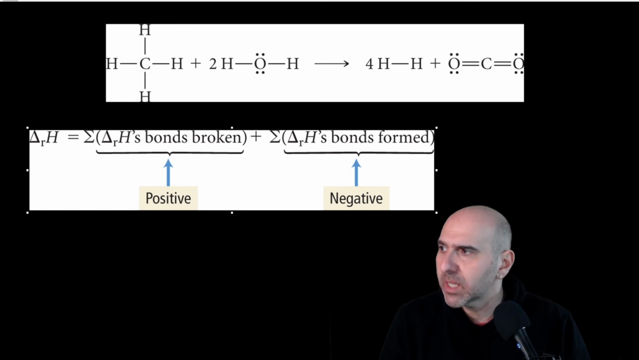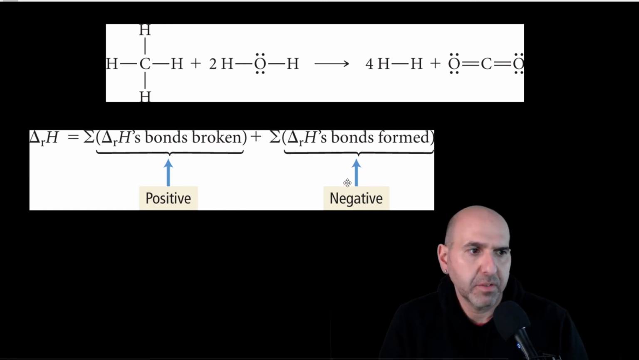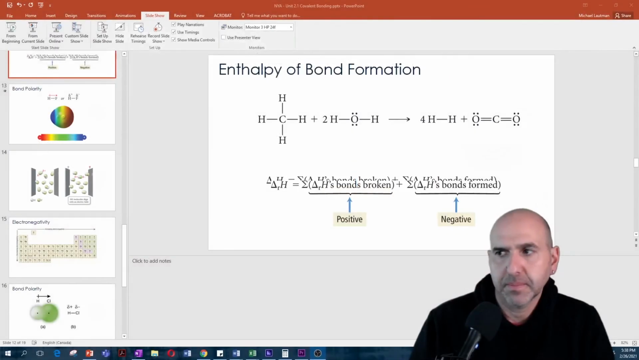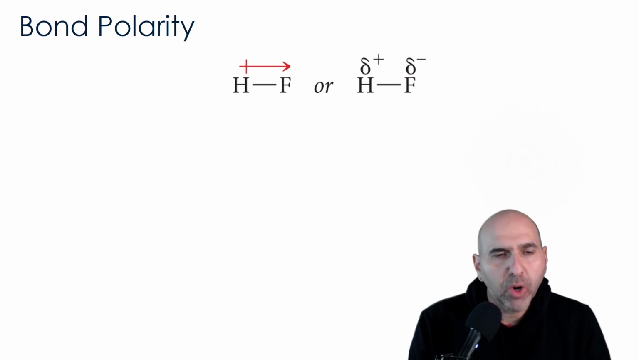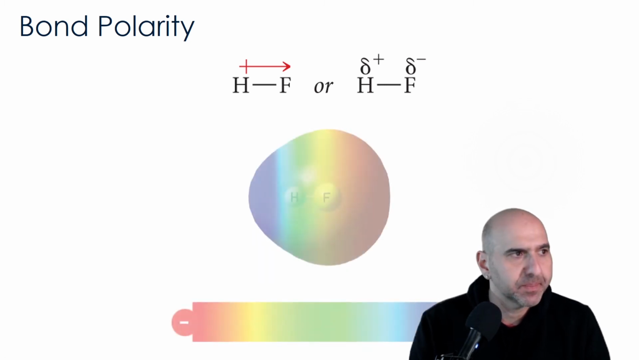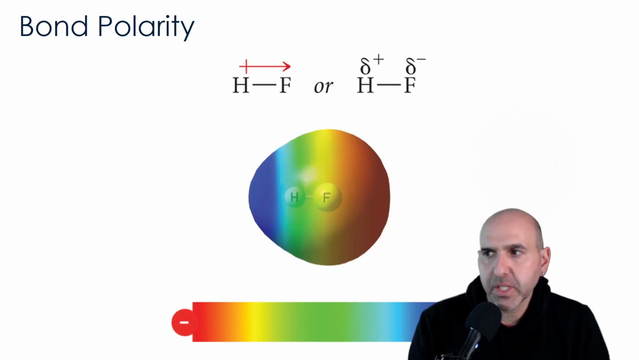Now, the next topic I want to broach is one of bond polarity. So, electrons aren't always evenly shared in covalent bonds. Okay. Now, this is a kind of diagram that I want you to get used to looking at, where this is a charge density map.